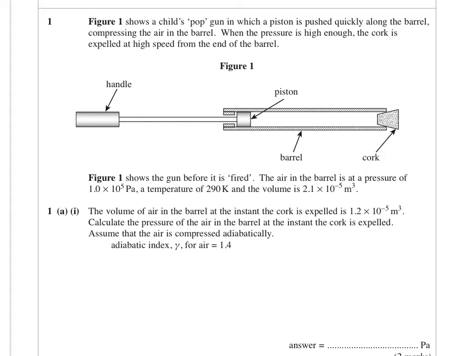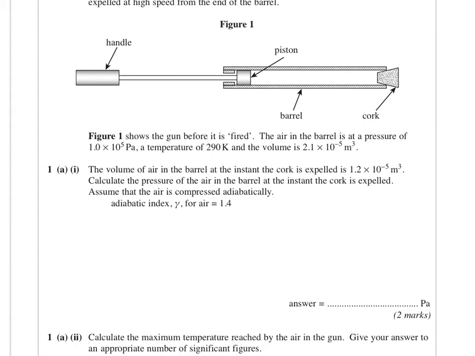Figure 1 shows the gun before it's fired. The air in the barrel is at a pressure of 1 bar, or 1 times 10 to the 5, and a temperature of 290 K, and the volume is 2.1 times 10 to the minus 5 meters cubed. The volume of air in the barrel at the instant the cork is expelled is 1.2 times 10 to the minus 5. Calculate the pressure, assuming it's compressed adiabatically.